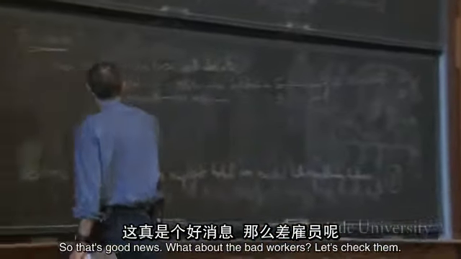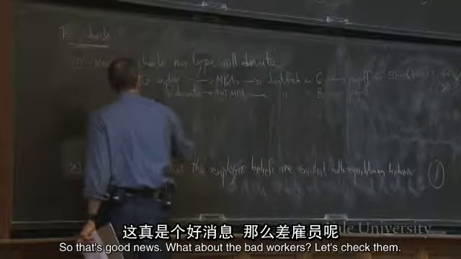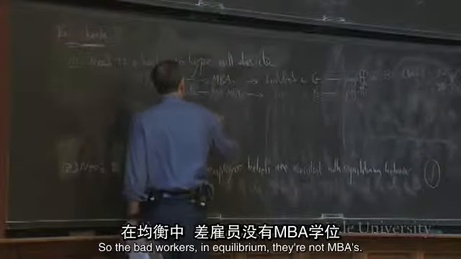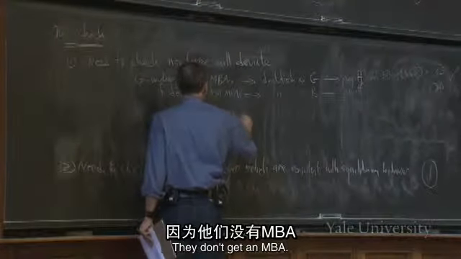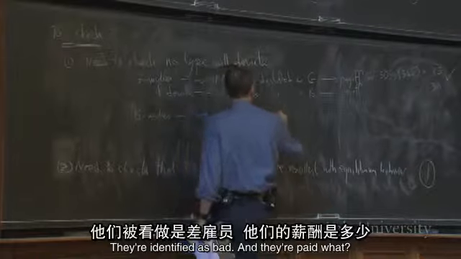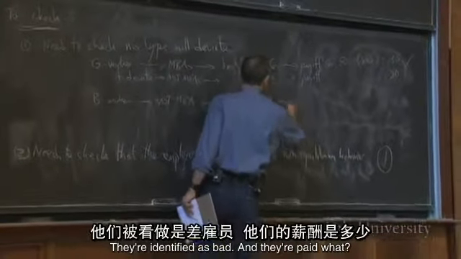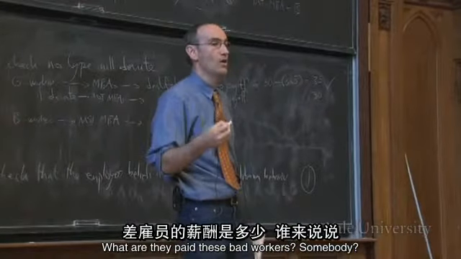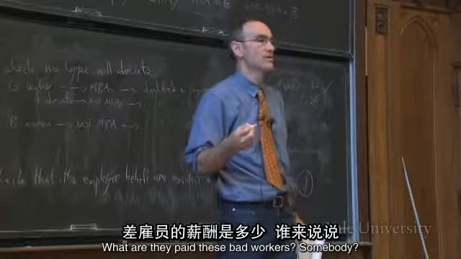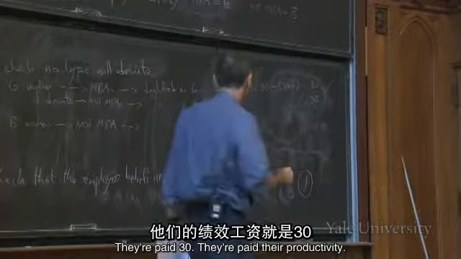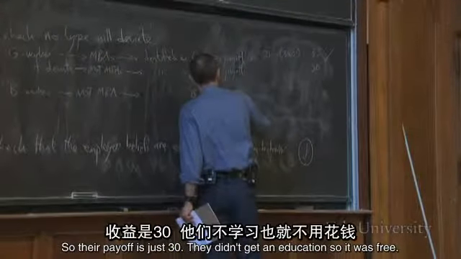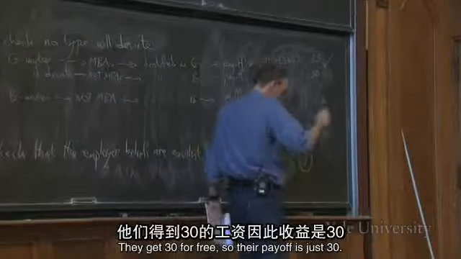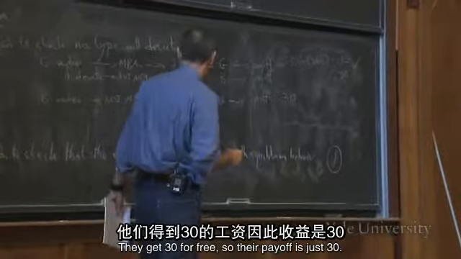What about the bad workers? Let's check them. So the bad workers, in equilibrium, are not MBAs. They don't get an MBA. They're identified as bad. And they're paid what? What are they paid, these bad workers? Somebody? They're paid 30, right? They're paid their productivity. So their payoff is just 30. They didn't get an education, so it was free. They get 30 for free, so their payoff is just 30.